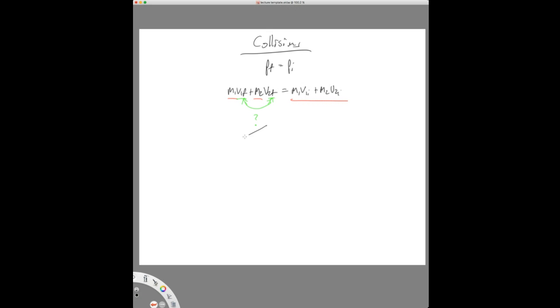So we split all collisions into 2 categories. One category is called elastic collisions, and the other is called inelastic collisions, meaning not elastic. So elastic collisions and collisions that are not elastic. So does anyone know what the word elastic means?